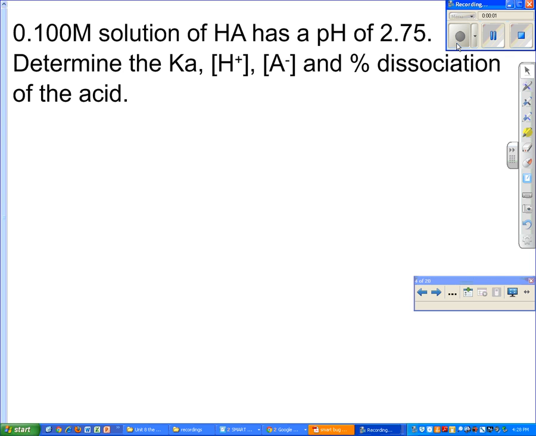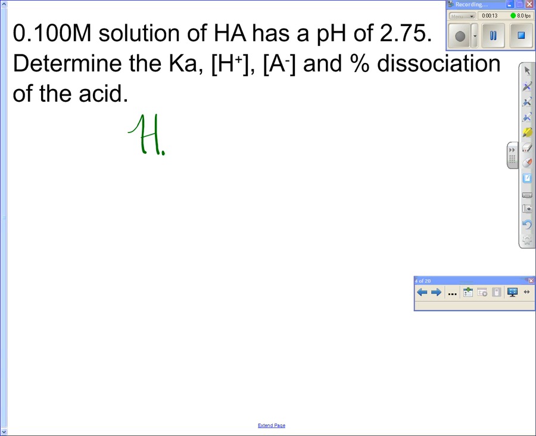This problem is working an acid equilibrium problem, working backwards from pH. In this case, the first thing I want to do is write the dissociation reaction of HA. There's no A on the periodic table, it's just a general symbol for an acid. I'm going to dissociate it into H plus and A minus.